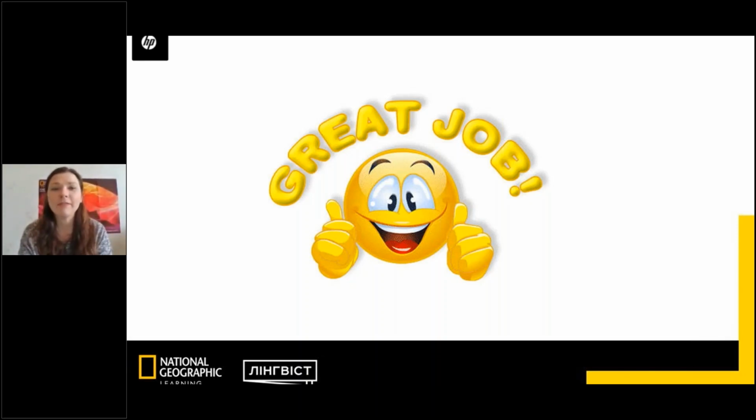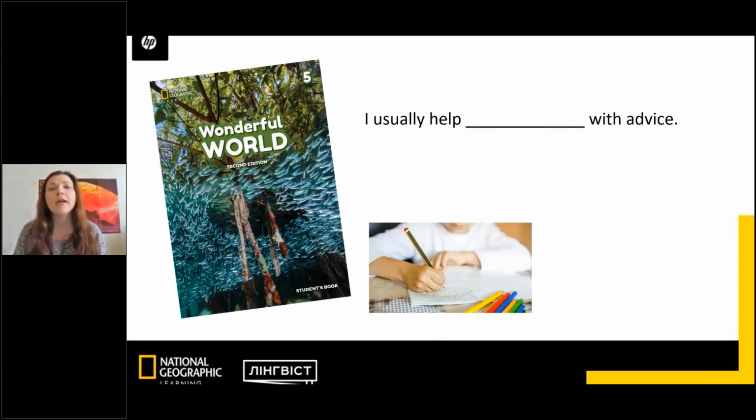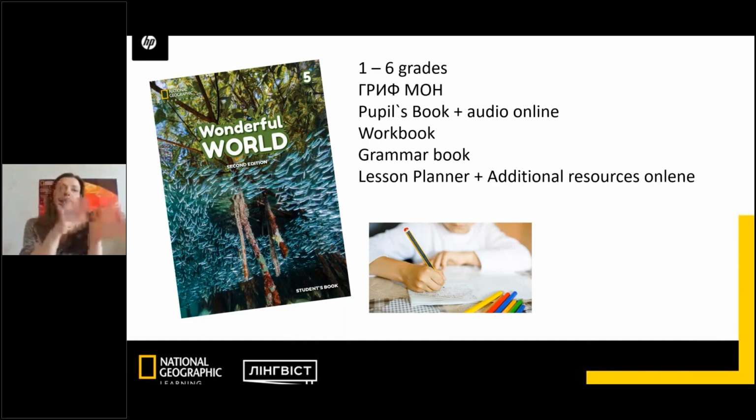So some information for teachers. This was taken from the Wonderful World, 2nd edition book. The book is aimed at students from the 1st up to the 6th grade. There are different books, like student book, workbook, grammar book, and together it creates a really strong program that helps you guide your students from A1 up to B1 level.